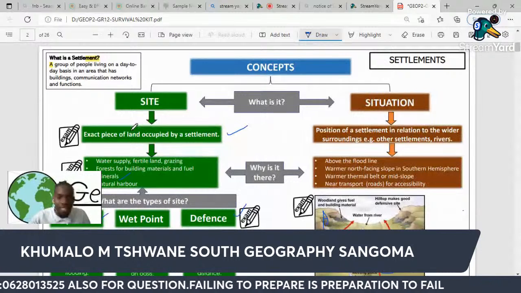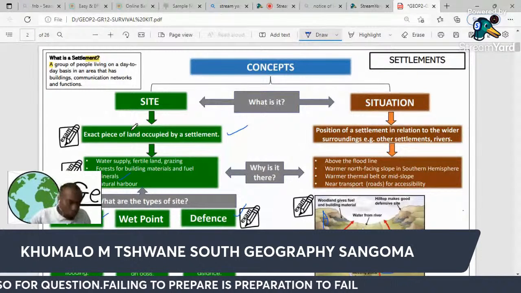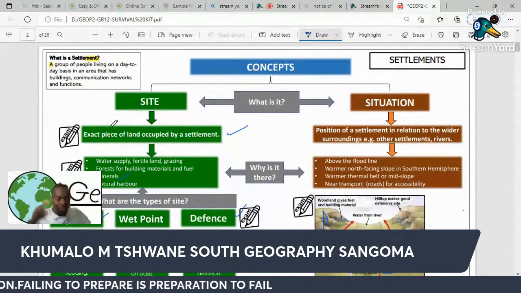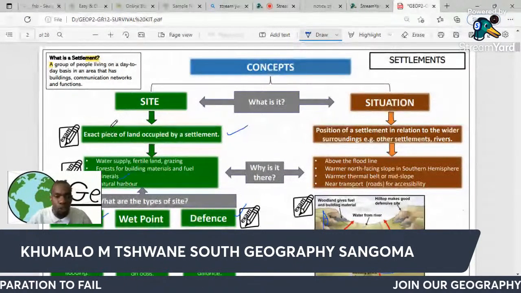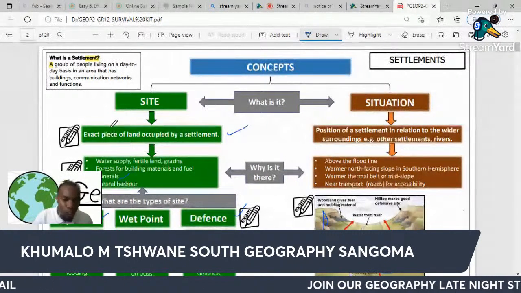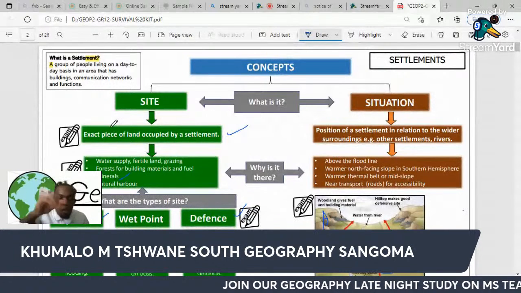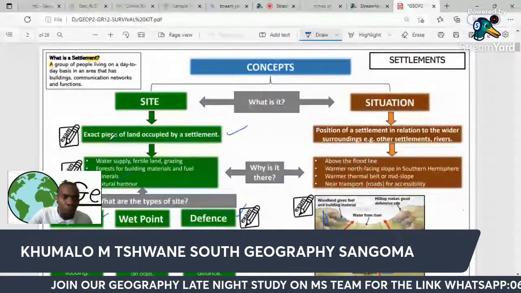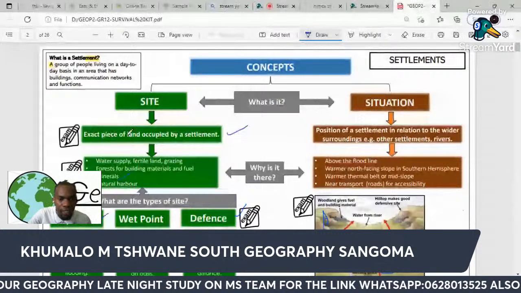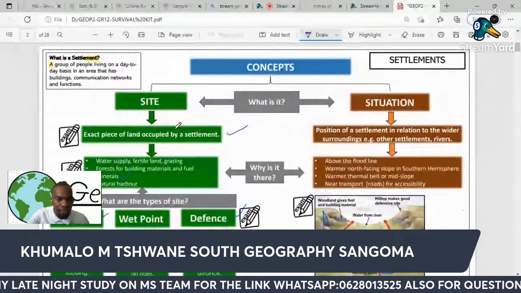You understand this content. Now, when we are talking about the exact place, we are talking about an area, grade 12, where your house is found. It's a site. Where your school is found, it's a site. And that is why we say exact piece of land that is occupied by a settlement.